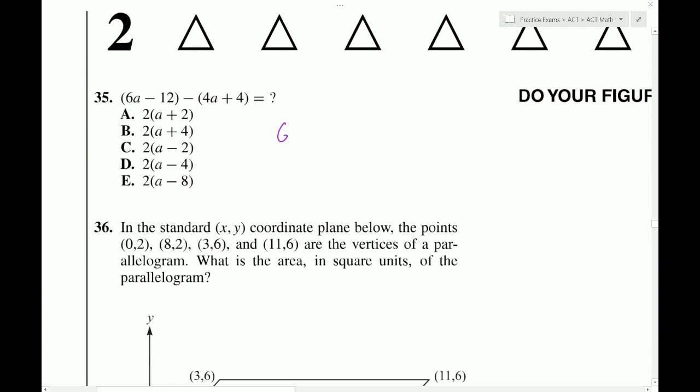All right, so here 6a minus 12, we have to distribute the minus. So we get minus 4a and then minus 4. And then 6a minus 4a is 2a. And then these are both negative, so they add up to 16. Then I can factor out a 2 and get a minus 8.